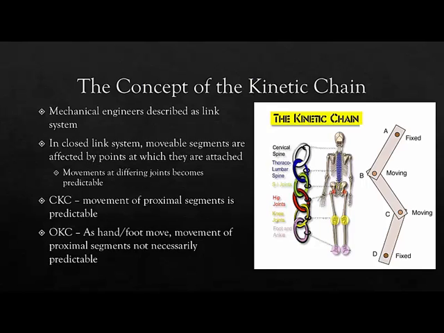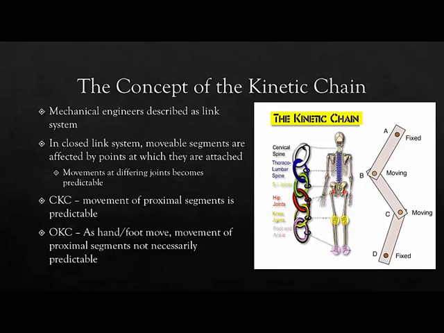In a closed link system, movable segments are affected by points at which they are attached. Each moving body segment receives forces from and transfers forces to adjacent body segments, and thus either affects or is affected by the motion at those components. In a closed linked system, the movements at one joint produce predictable movements at all other joints. In a closed kinetic chain, movements of the more proximal segment occur in a predictable pattern.